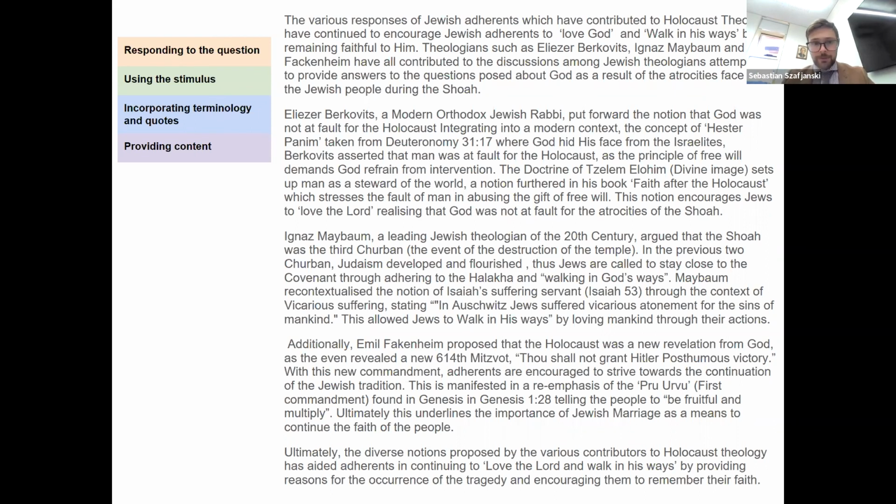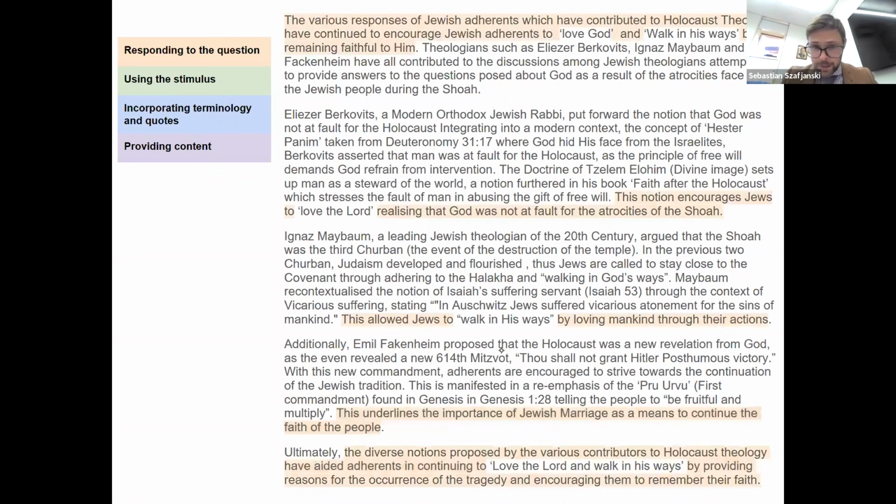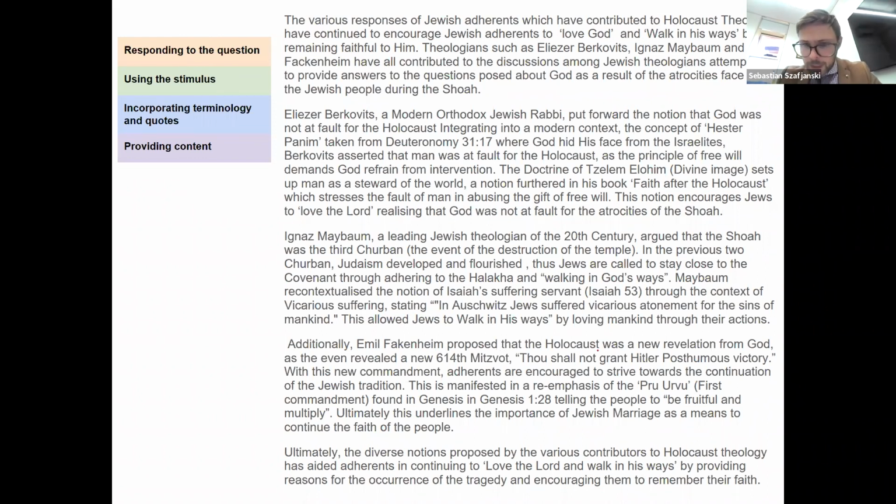Additionally, Fackenheim proposed that the Holocaust was a new revelation. We talk about the 614th mitzvah there: Jews shall not grant Hitler posthumous victory. With the new commandment, adherents are encouraged to strive towards the continuation of the Jewish tradition. This manifested in a re-emphasis of the Peru Urevu, or the first commandment, found in Genesis 1:28, telling people to be fruitful and multiply. Ultimately, this underlines the importance of Jewish marriage as a means to continue the faith of the people. And then finally, we have just that little closing statement.